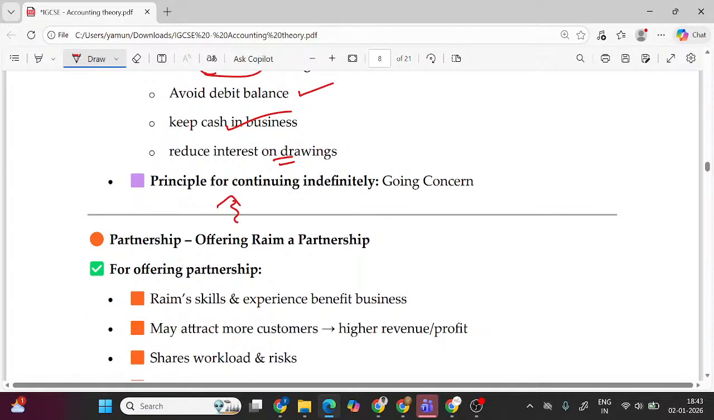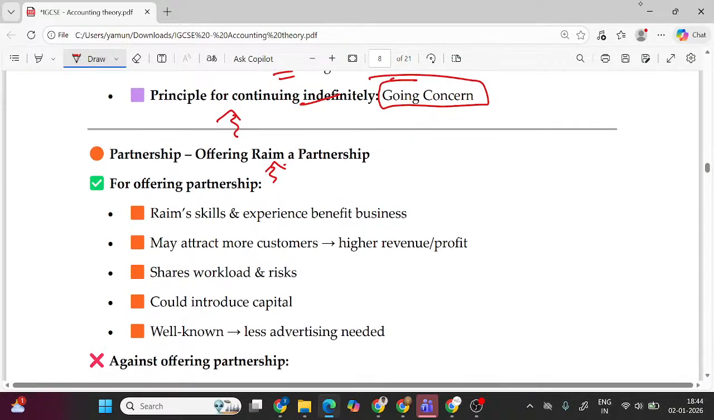Principle for continuing indefinitely. So what principle do they follow? Going concern. Actually, when you talk about corporations, you can talk about going concern. For a partnership, usually we should not talk about the going concern. But what happens is, with that support only, we run the business. So here is a practical case.